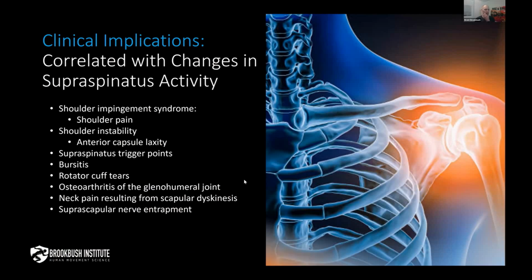All right, so what are the clinical implications? This is correlated with changes in supraspinatus activity. So shoulder impingement syndrome and shoulder pain, shoulder instability, anterior capsule laxity, supraspinatus trigger points, bursitis, rotator cuff tears, osteoarthritis of the glenohumeral joint, neck pain resulting from scapular dyskinesis, and suprascapular nerve entrapment are all clinical implications where the supraspinatus could be involved. In short, if you have upper body dysfunction, the supraspinatus may be contributing somewhere.